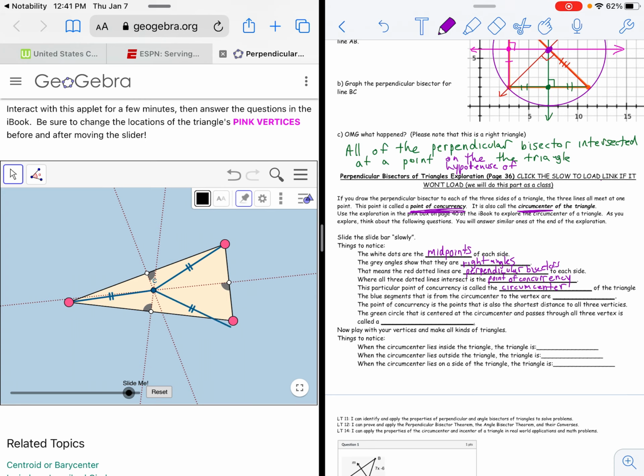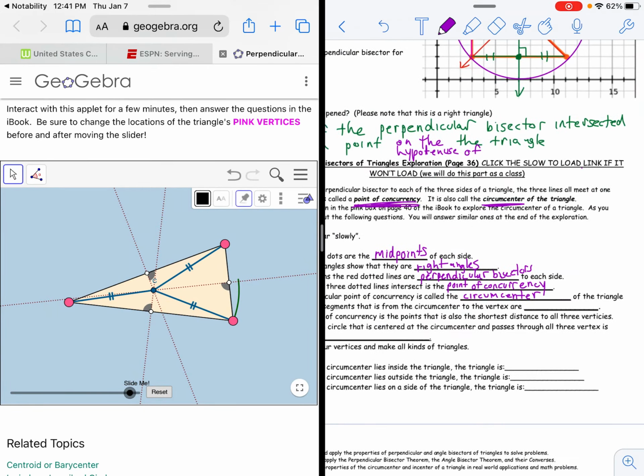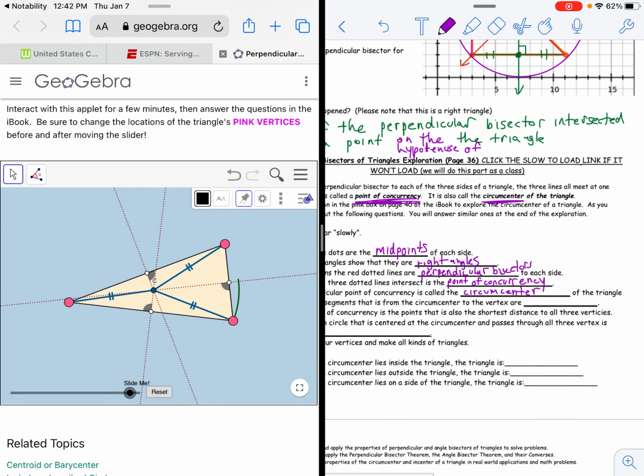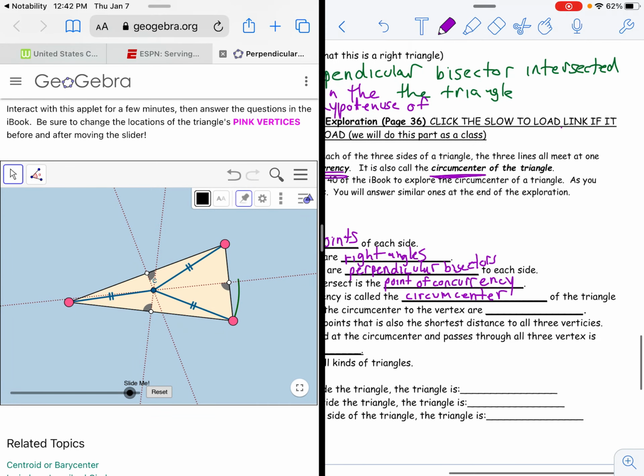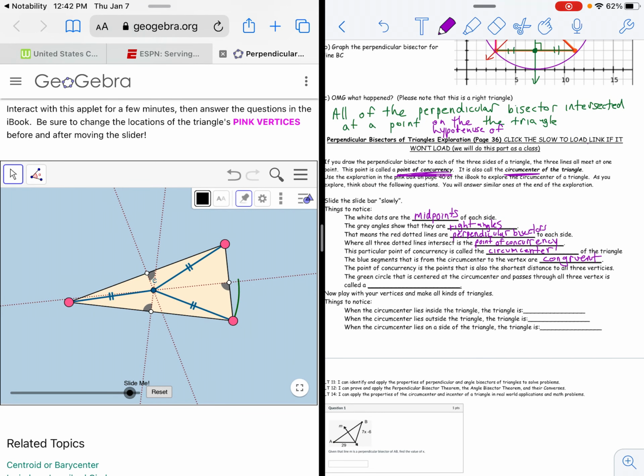These blue segments, notice how they all have two tick marks? That means that they are equidistant. So this is the big punchline of the circumcenter. This is incredibly important. The blue segments from the circumcenter to the vertex are congruent. They're all the same. So the circumcenter, this sentence is really important: the circumcenter is equidistant to the three vertices of the triangle. And we can even emphasize that here in a little bit.